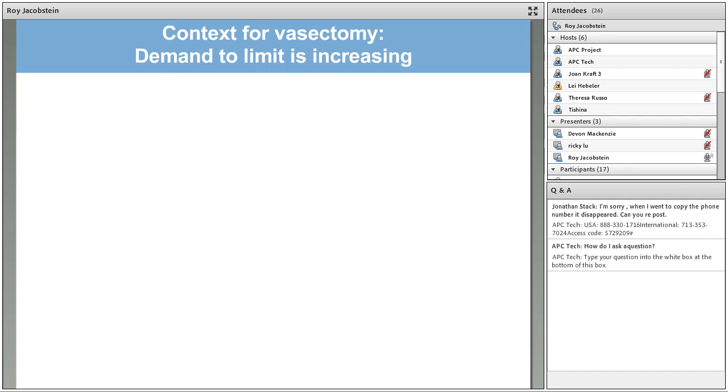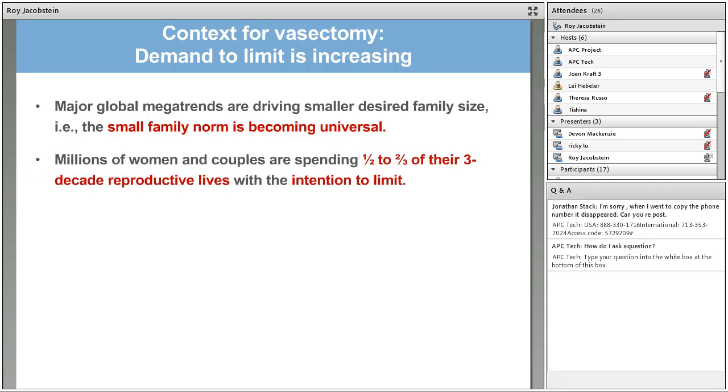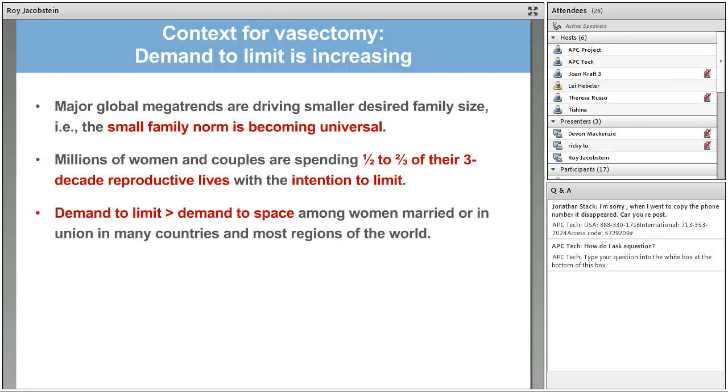I wanted to mention a few aspects about the current context and the potential demand for vasectomy. All over the world, megatrends are driving a desire for the small family norm, which is becoming universal, and that means that millions of women and couples are spending a half to two-thirds of their reproductive lives with the intention to limit. The next speaker, Lynn Van Lith, and her colleagues wrote a very important paper that showed that the demand to limit exceeds the demand to space among women who are married or in union in many countries, and this is true in most regions of the world. And in our field of family planning, we sometimes forget this because we're so rightly and understandably focused on youth. But the demand to limit is high and rising.